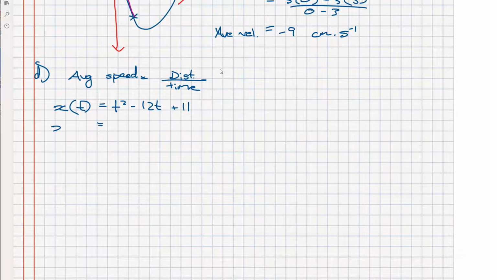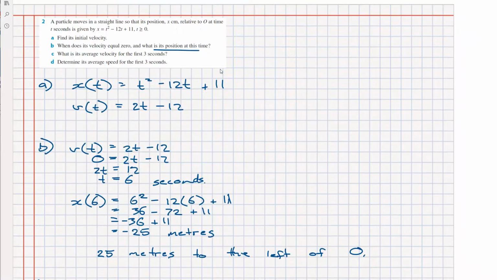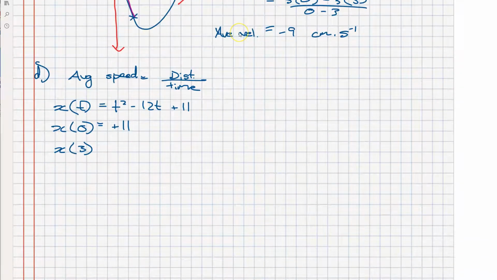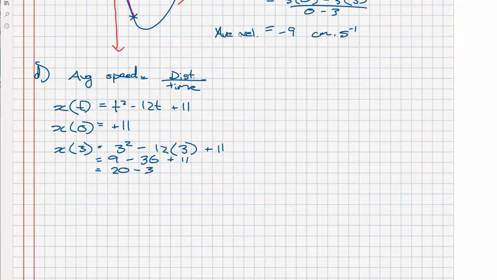And if we go for the initial condition of when t equals 0, what we find is that it equals plus 11. Now at 3 seconds, when it's asking for the first 3 seconds, the location of the particle is going to be at 3 squared, minus 12 times 3 plus 11. So that will be 9 minus 36 plus 11. And that will come out to be 20 take 36 and then negative 16.